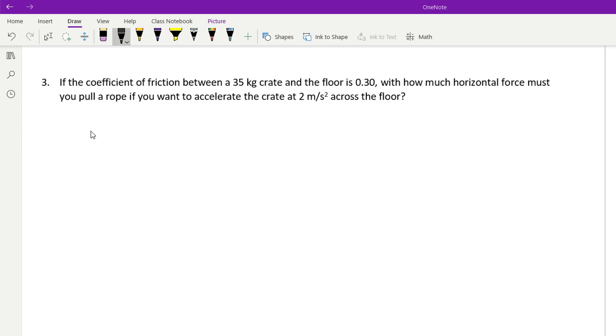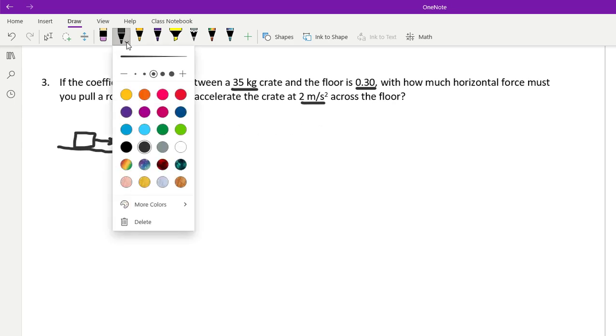This is a pretty standard problem. You basically have some crate object here, and you are trying to pull it horizontally with some sort of a rope, so we're trying to move it horizontally. There is friction on the floor. They tell us the coefficient is 0.30. They give us the mass of the crate as 35, and they give us the acceleration that we are desiring at 2 meters per second squared.